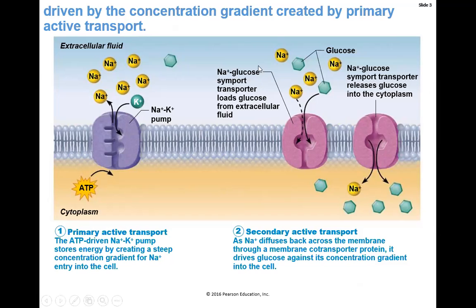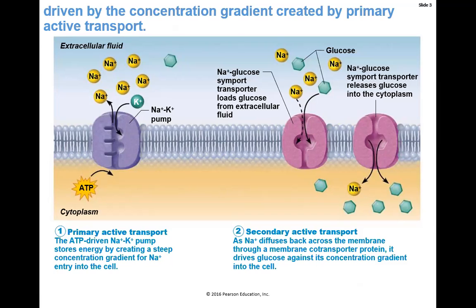Sodium leaks in through this symport, and when it does, it lets glucose piggyback with it. As you can see with the secondary active transport, sodium lands at this particular site on the symport, and when it does, it opens up the site for glucose. So sodium and glucose come back into the cell through secondary active transport. The more sodium you pump out, the more sodium is going to leak back in. And when it leaks back in, it may be dragging glucose with it. And so we get glucose into our cells.